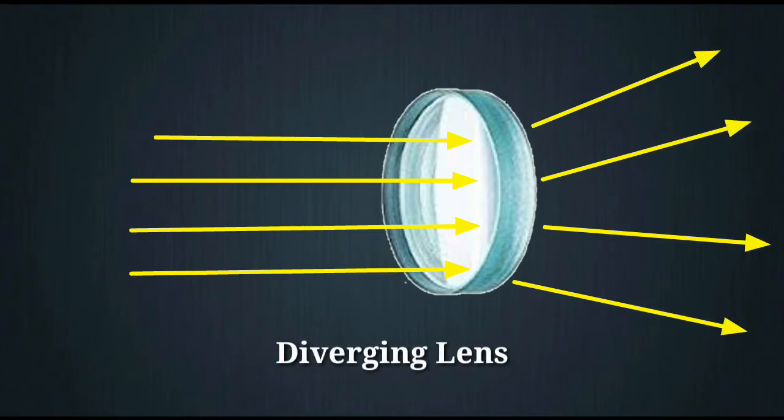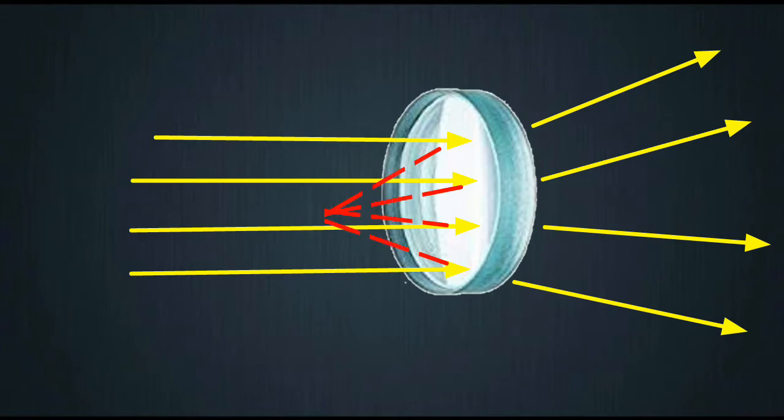Now for the concave lens, the focus is virtual. That means if we draw the lines behind the spreading rays, we will find they appear to be starting from one point. That is the focus, and that is why the focus is virtual. The distance between the focus and the lens is called the focal length. Now we know what is a convex lens and what is a concave lens, right?